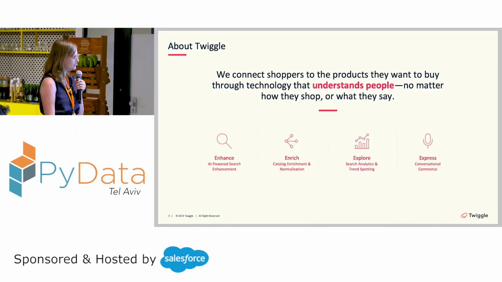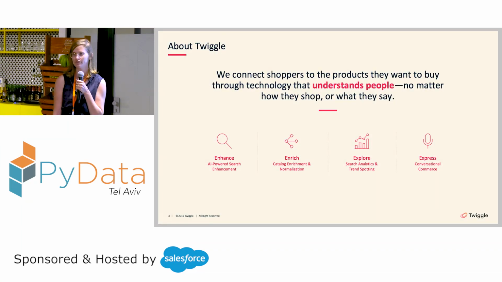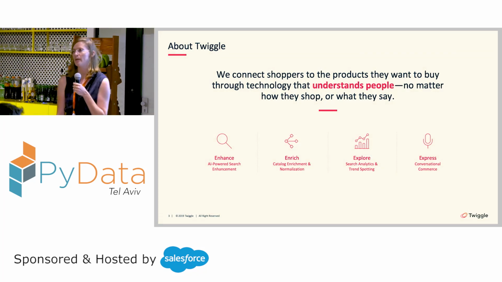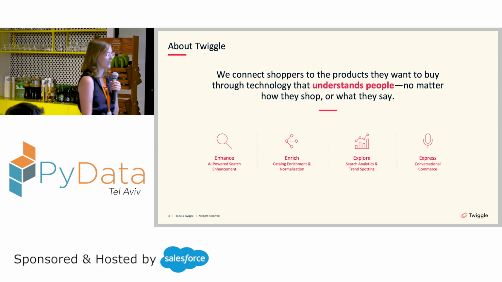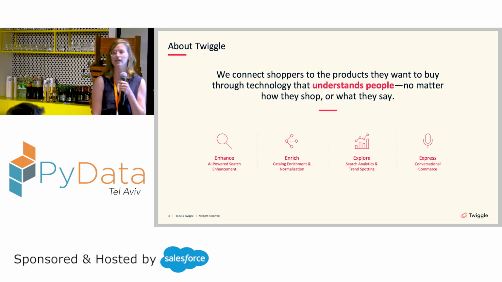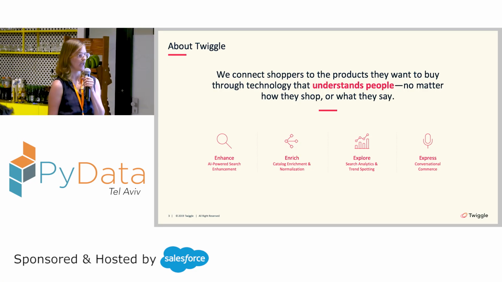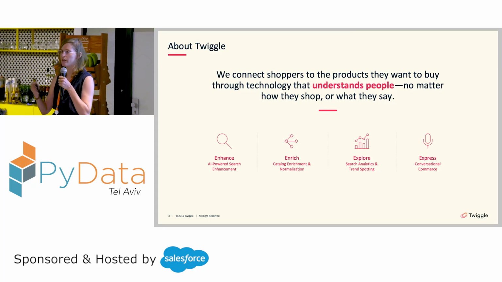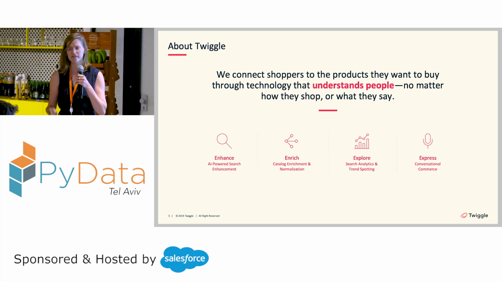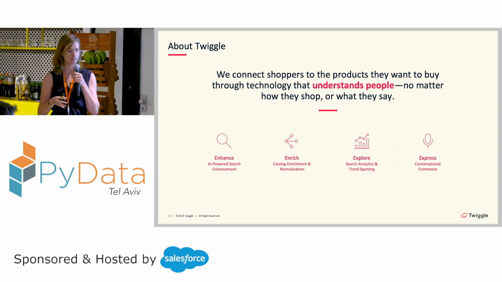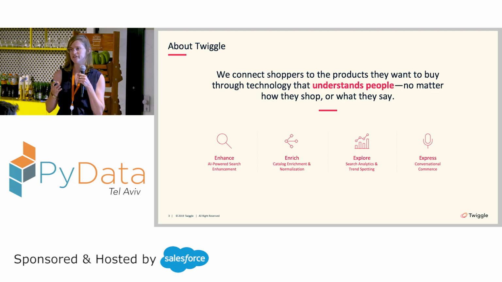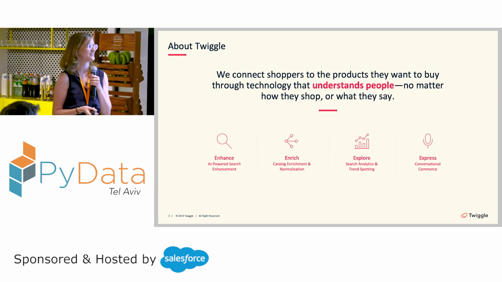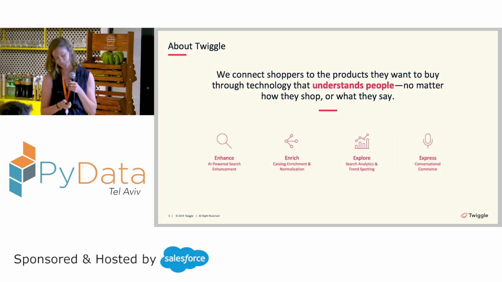So our mission in Twiggle is to connect shoppers to the product they want to buy through a technology that understands them. We have a few products at Twiggle. We have a search enhancement product, we have a catalog enrichment product, and we also have a super cool voice app. So you can imagine going around your house saying, oh no, I forgot to buy milk, and your phone will reply, added your favorite kind of milk to the cart. What? So I think that's pretty cool and forward.